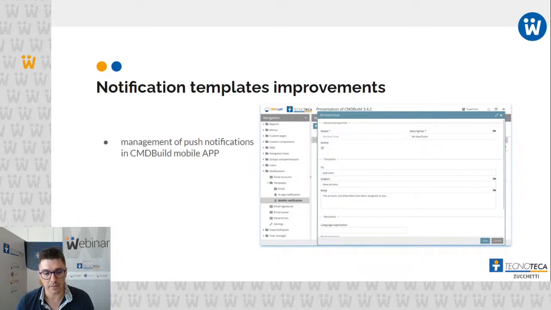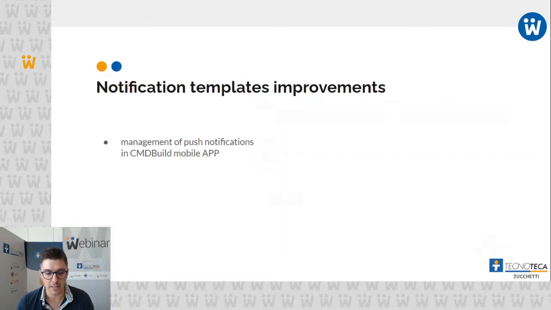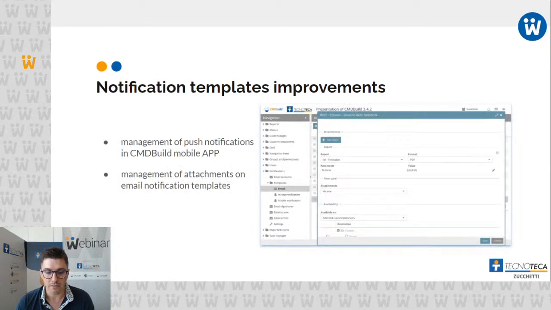Another improvement that we have done in notification templates is the management of attachments on email notification templates. With this version, it will be possible to add attachments directly from the template. The attachments can be of two types: the attachments of the card or process instance, and the attachment can be a report.